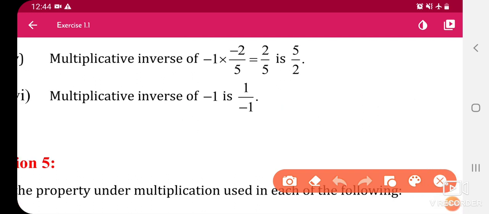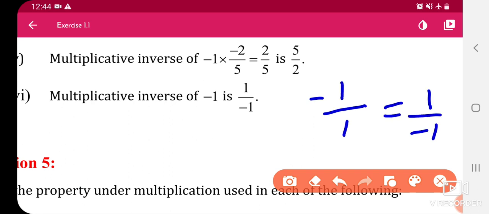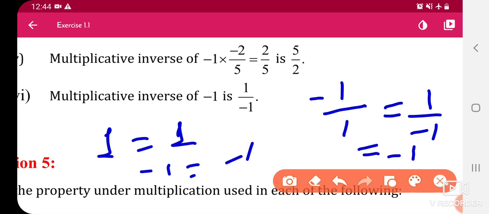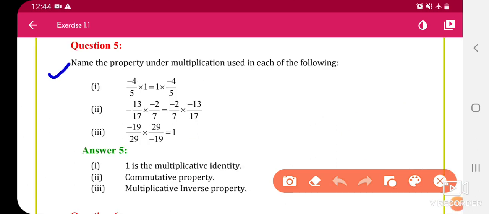And the multiplicative inverse of minus 1 is, so minus 1 as it is and upon 1. So the answer is 1 upon minus 1, and we can say minus 1. That means the multiplicative inverse of 1 is always 1 and of minus 1 is always minus 1. The same answer. Next question, question number 5.